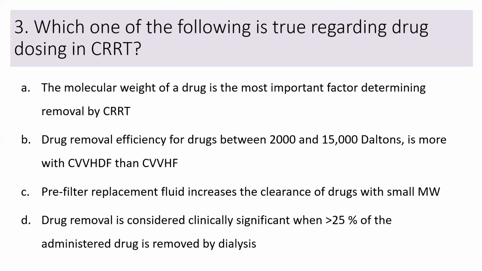So going on to the third MCQ: which one of the following is true regarding drug dosing in CRRT? The molecular weight of the drug is the most important factor determining removal by CRRT. Drug removal efficiency for drugs between 2000 and 15,000 Daltons is more with hemodiafiltration than hemofiltration. Pre-filter replacement fluid increases the clearance of drugs with small molecular weight. And drug removal is considered clinically significant when more than 25% of the administered drug is removed by dialysis.